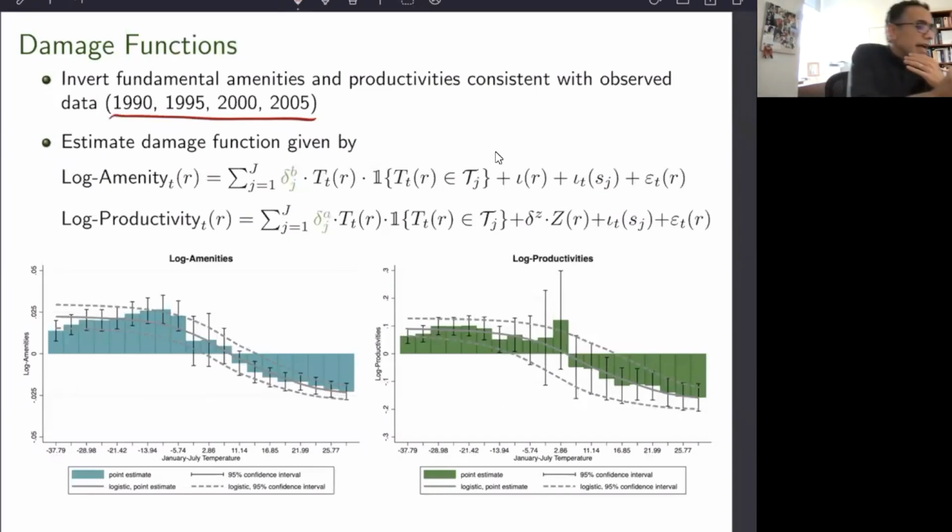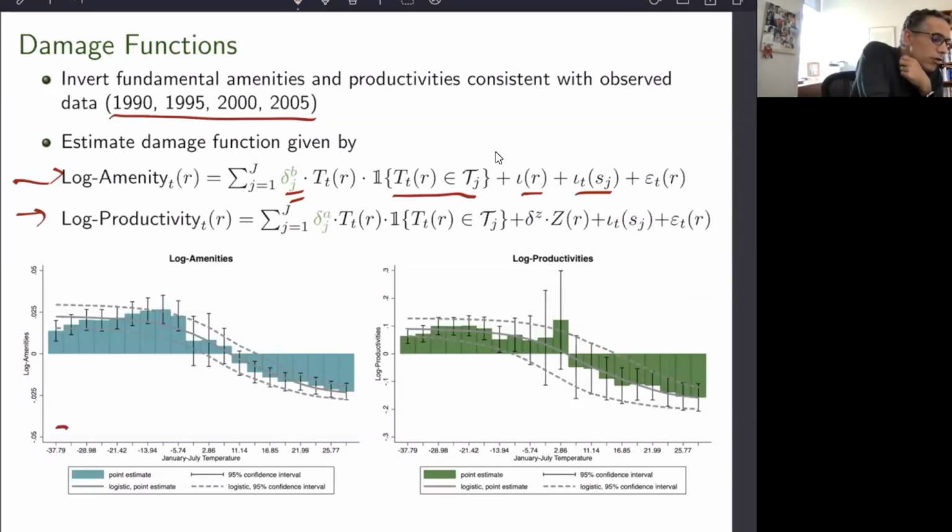Then we're going to estimate these damage functions that tell us the semi-elasticity of increases in local temperatures on these two things, amenities and productivity. This elasticity is going to vary by the local temperature, and we're going to have a local fixed effect and some local trends as well at a slightly higher level of aggregation. That gives us the graphs that you see below. The left one is for amenities, the right one for productivities. The x-axis is winter temperatures, so temperatures in January in the northern hemisphere, and July in the southern hemisphere.